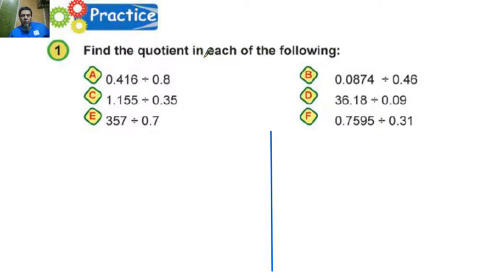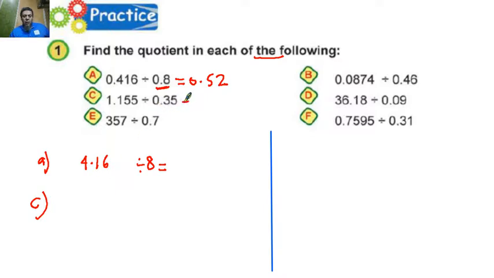Practice. Find the quotient in each of the following. Number A, we must do the following steps. Divide or multiply by 10 to convert the divisor into whole. Multiply by 10, then the result is 8. Multiply by 10, then the result is 4.16. Then do the division. The result equals 0.52.